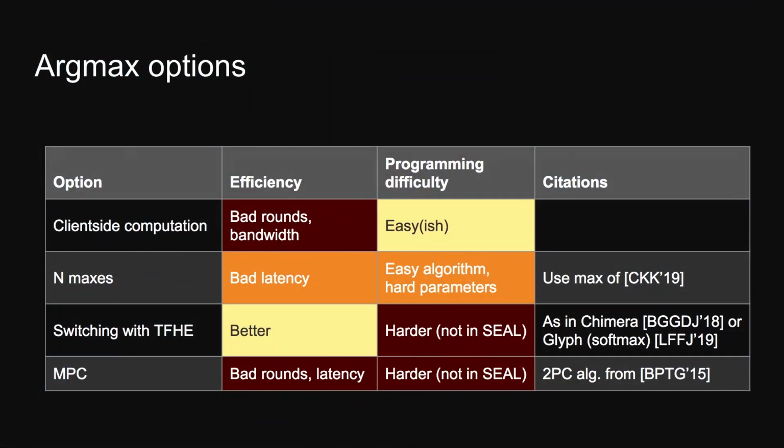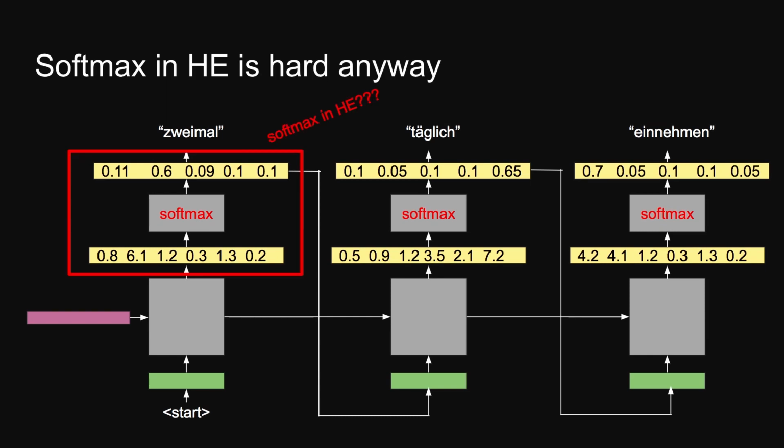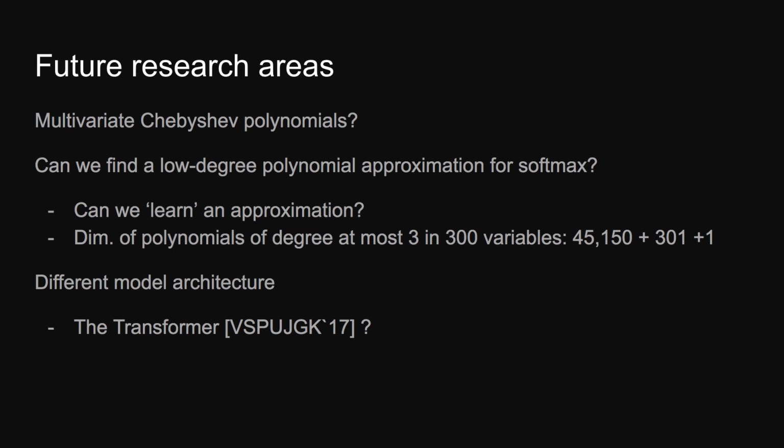You could do the thing that Gazelle sort of tried to do, where you switch to MPC to do your nonlinear step. But that's probably worse than the TFHE solution. We tried replacing the argmax, but unfortunately that broke the model. I'm not going to get into why that's true. And anyway, you can't really do softmax that well in HE anyway. So we definitely found some interesting future research areas.